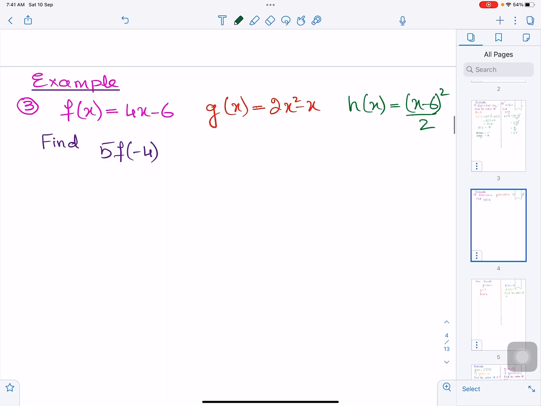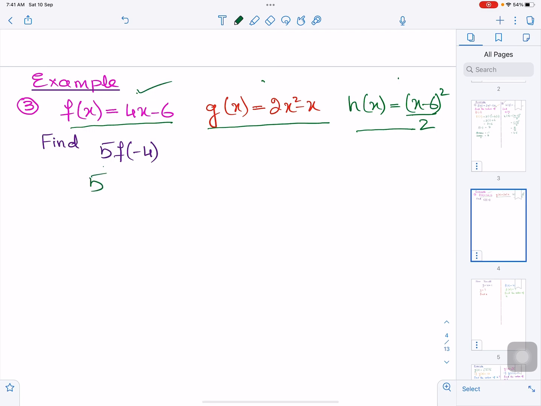Now let's see another thing here. Suppose 3 functions are given to you. f of x is 4x minus 6. g of x is 2x square minus x. h of x is x minus 6 whole square divided by 2. If the question says find f times, now this means f multiply, okay? f times 4 of f of minus 4. This means you will use which function? This function name is f, this function name is g, this function name is h. So you will use this function.